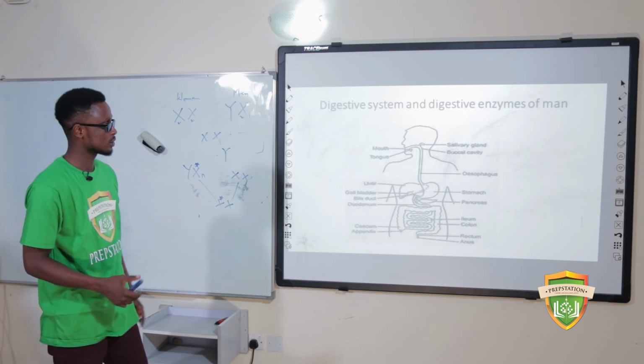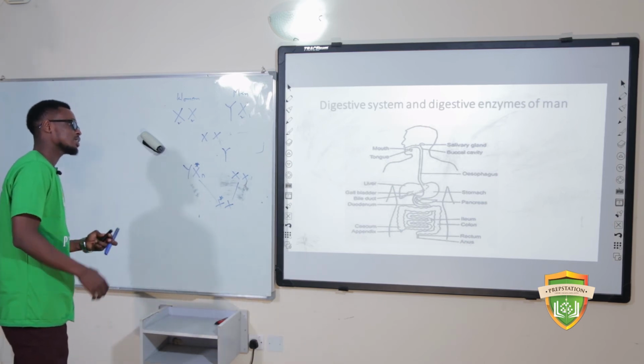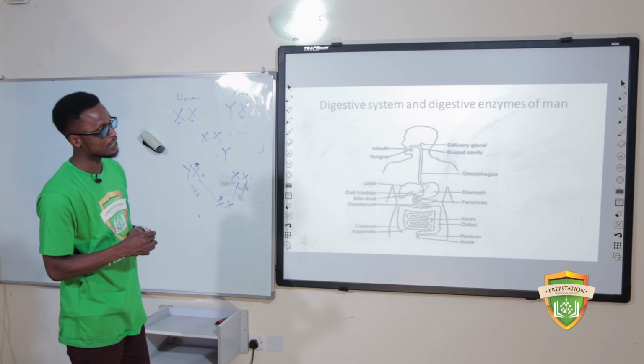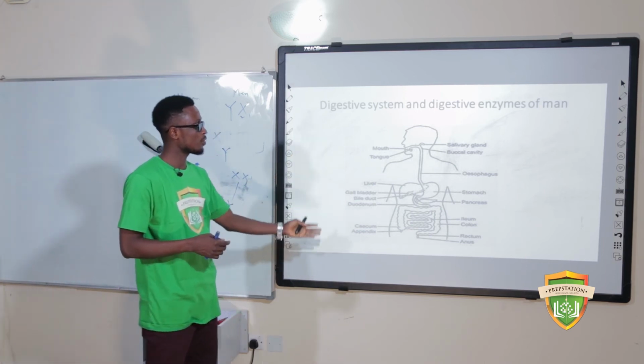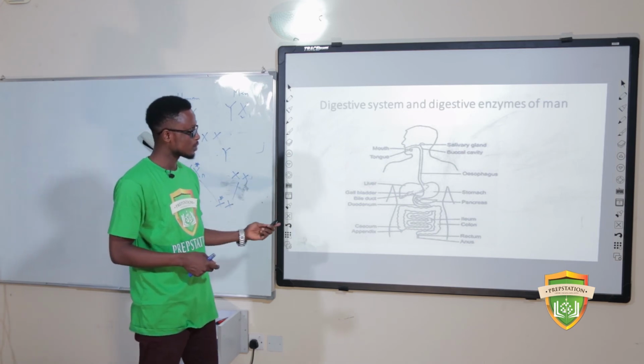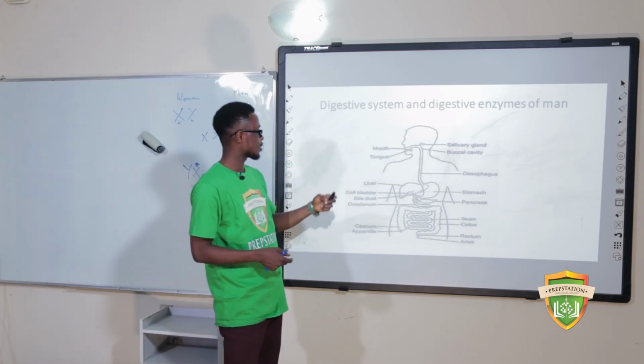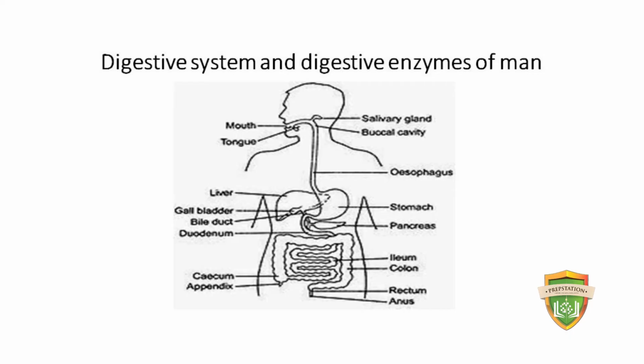And the next, which I would like us to treat, is the digestive system and digestive enzymes of man. This is just the diagram of the alimentary canal, the diagram of the digestive system. We have the mouth, the tongue, the esophagus, the stomach, the pancreas, liver, gallbladder, bile, duodenum, cecum, appendix, ileum, colon, rectum, and anus. So now we have the mouth, where the salivary gland will secrete what they call saliva.